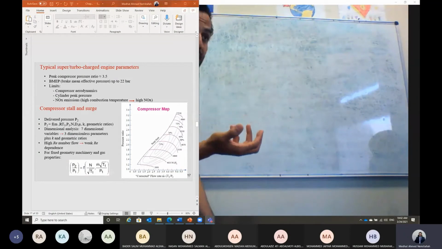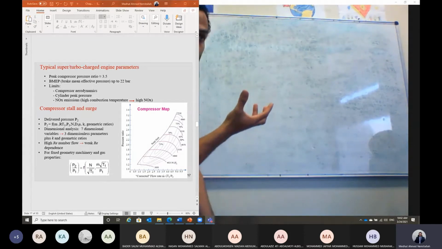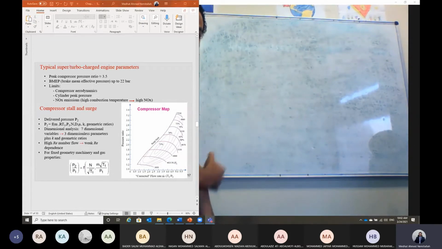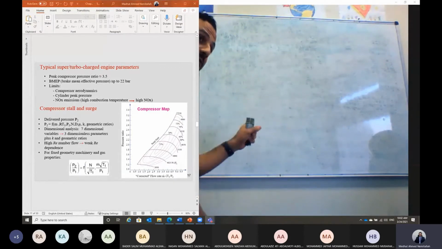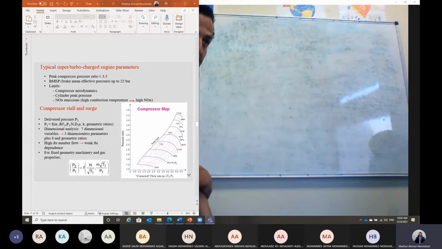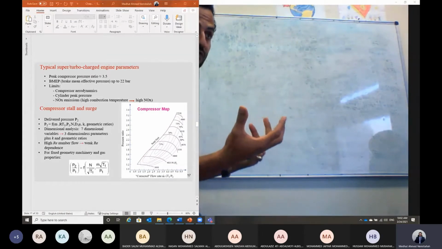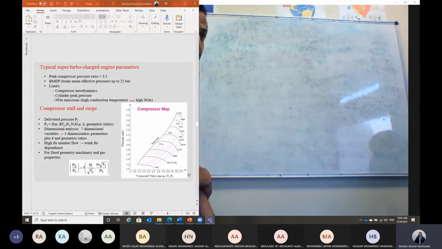On the other hand, we have the turbocharger, in which we utilize the blowdown energy when the exhaust valve opens. Then we can recover the heat out of the exhaust gases to drive a turbine, and this turbine can drive the compressor. That's why the turbocharger is more efficient than the supercharger.